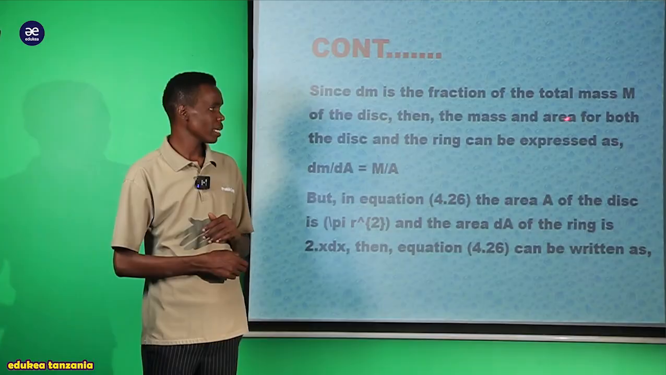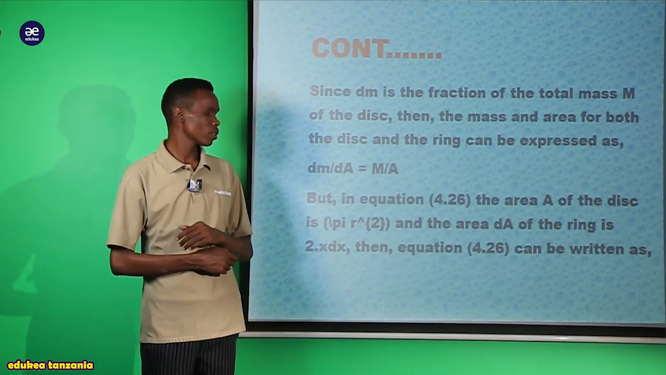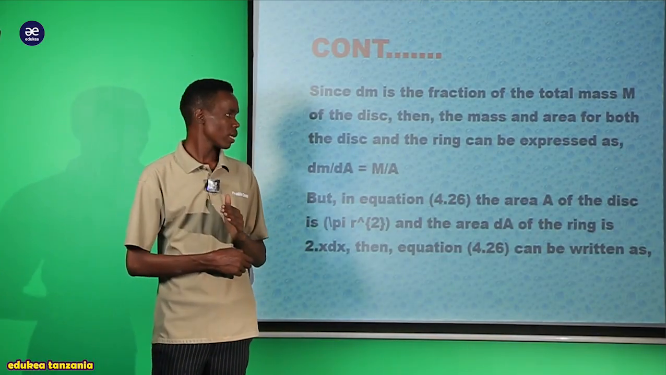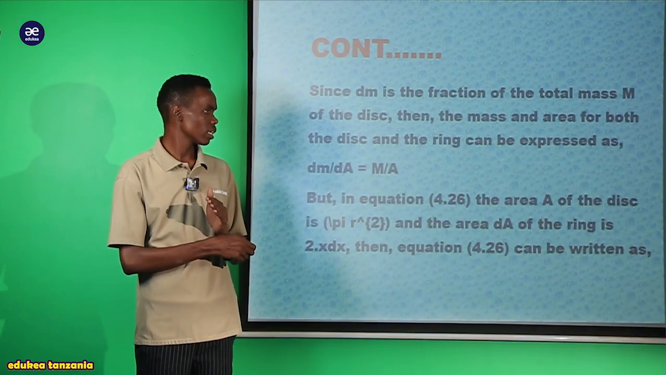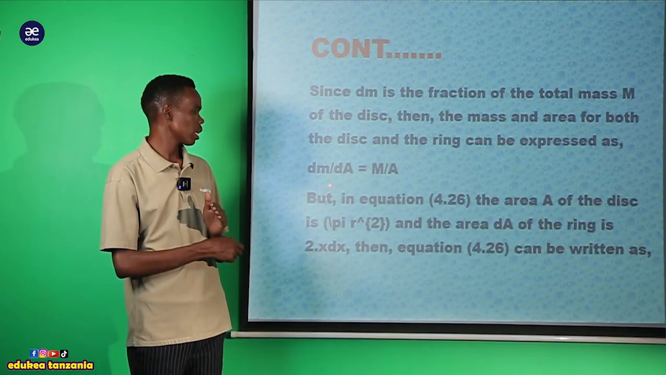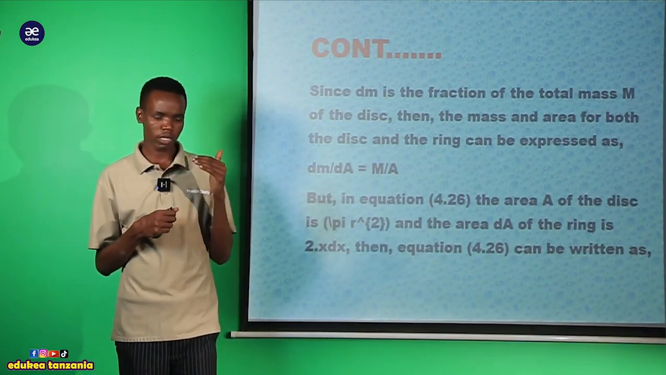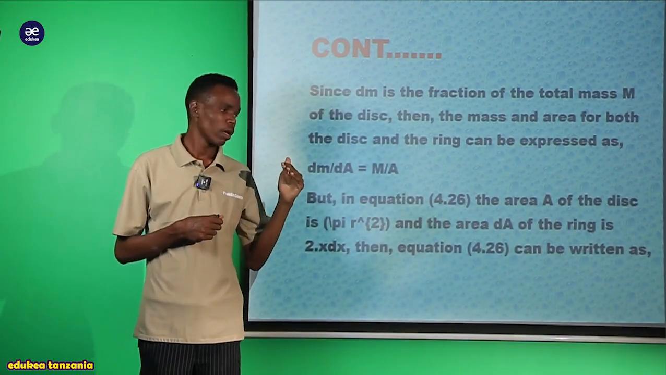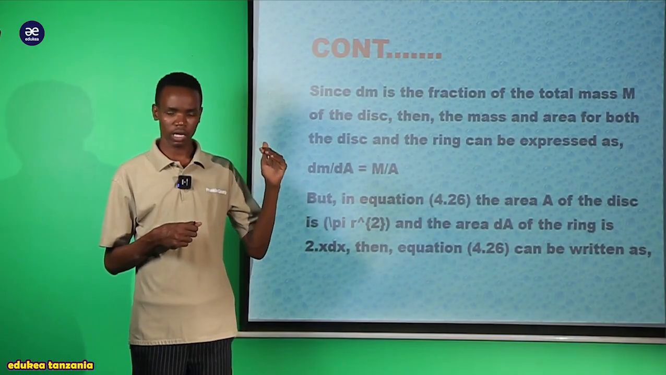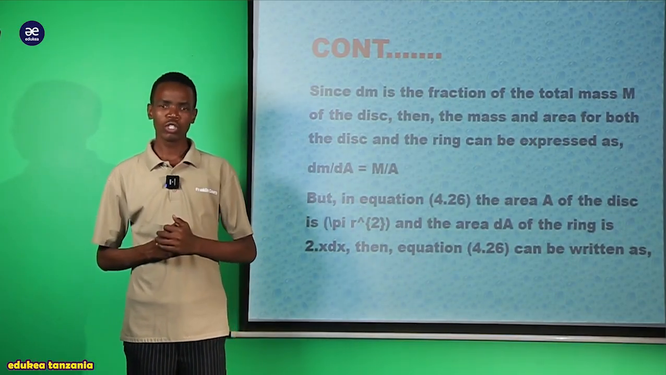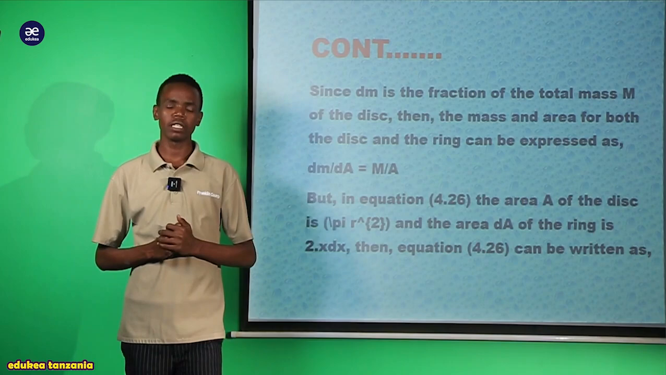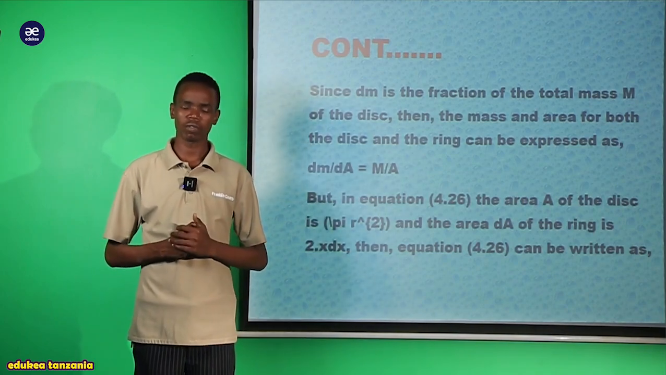So the mass and the area for both the disk here, the mass and the ring, can be expressed as this one. So in terms of the area, we should represent it in the form of a fraction.